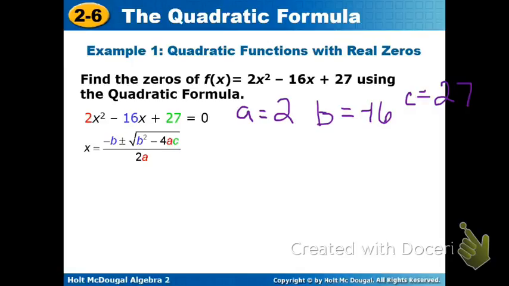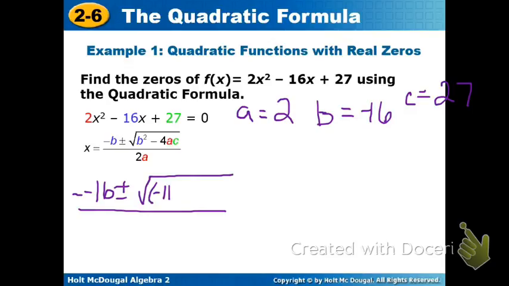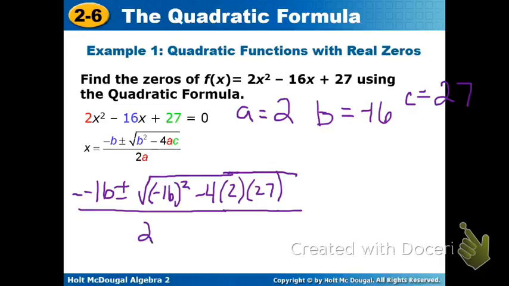Okay, so now all we have to do is take those a, b, and c's and plug them into the formula where they need to go. So here we go. Remember, this first negative is always there. Then we've got the b value, so that is negative 16 plus or minus the square root of b squared. So that's negative 16 squared minus your 4 times your a times your c. Now notice what I'm getting ready to do here. And that is all over 2 times your a value. So we have negative b plus or minus the square root of b squared minus 4ac all over 2a.